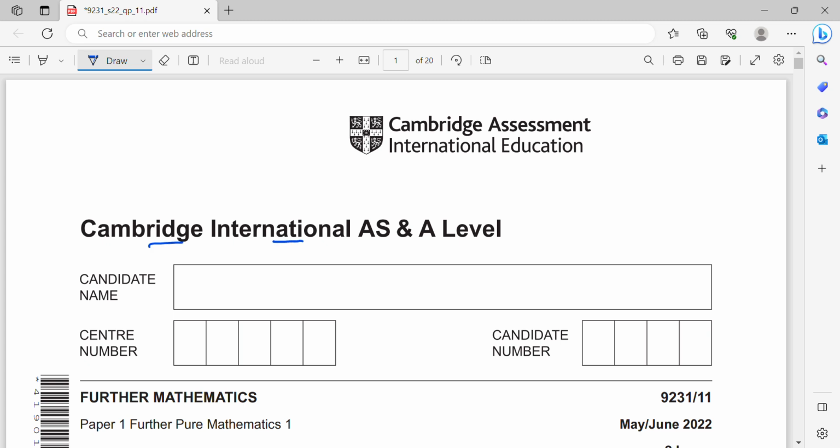This is Cambridge International AS and A-Level Further Mathematics Paper 1 for May-June 2022, and the code is 9231/11. Just for information, the questions in this paper are also the same as 9231/12, which is the paper 1-2. Okay, so let's get started.